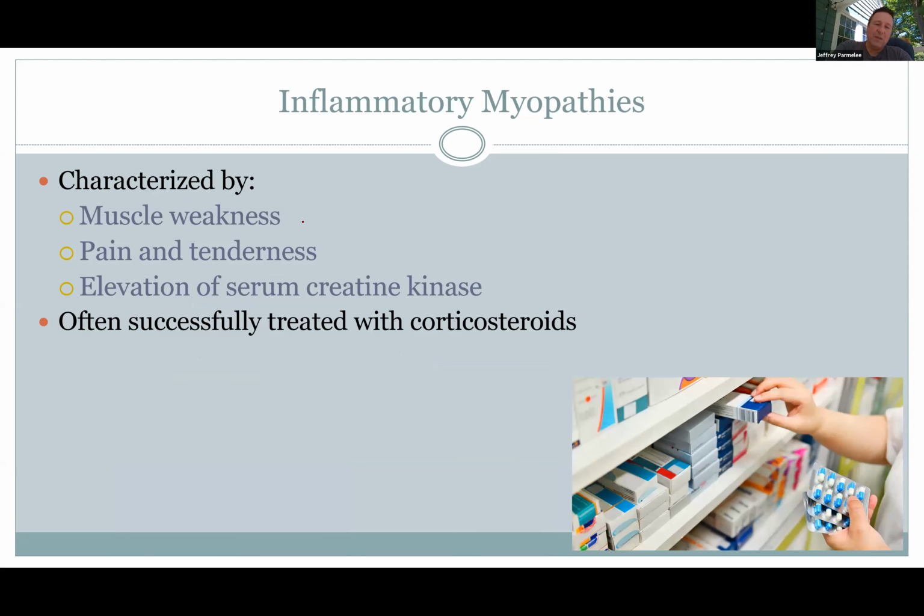So you're going to have muscle weakness, pain and tenderness with this inflammation, right? Creatine kinase is going to be up because you have muscle destruction. And steroids are the way to go, they bring down inflammation.